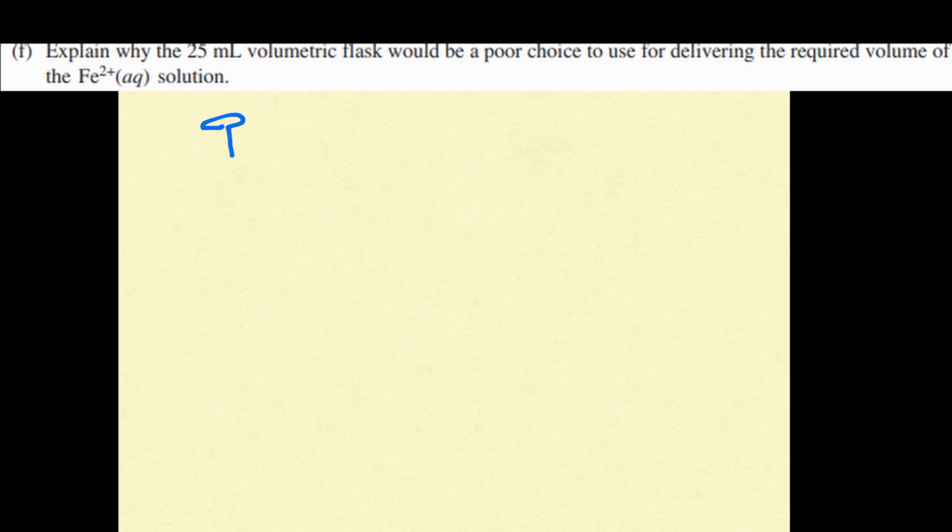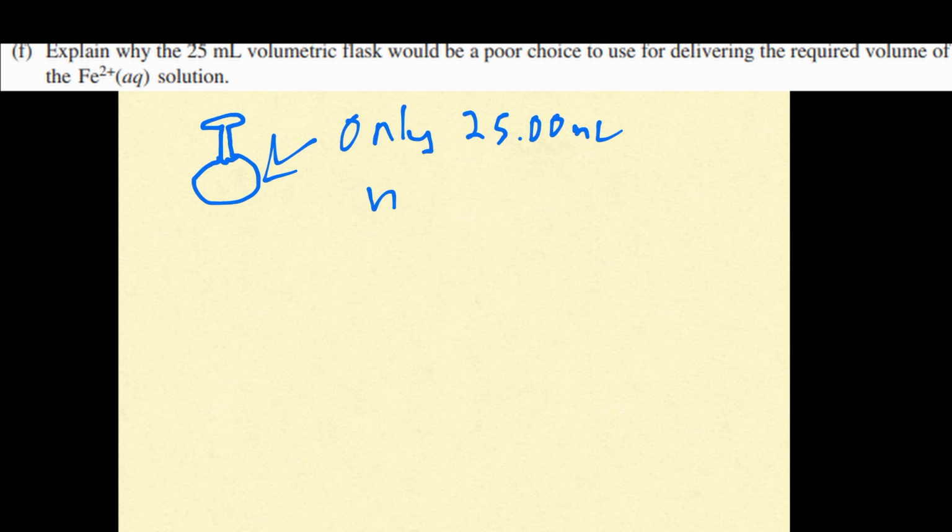Remember that a volumetric flask has one marking, the volume for which it is designated. We are given a 25.00 milliliter volumetric flask. Therefore, it is inaccurate to measure 10 milliliters since it only has one marking for 25 milliliters.